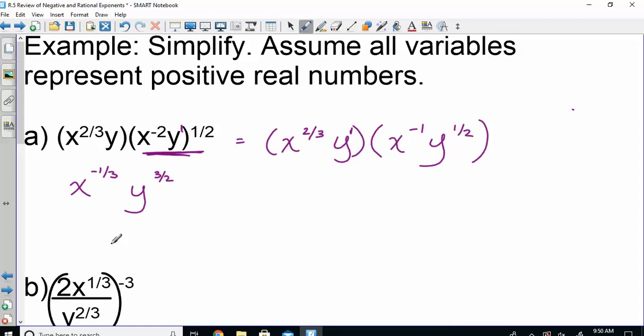Remember, if you need a calculator, feel free to grab one. Okay, am I done? The only thing I would say, I told you yesterday, it wasn't proper notation to leave a negative in the exponent. So what does that -1/3 tell me? Yeah, we have to move it down. So we get y to the 3/2 over x to the 1/3.